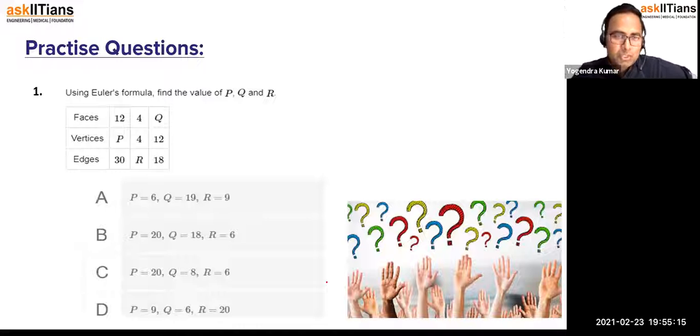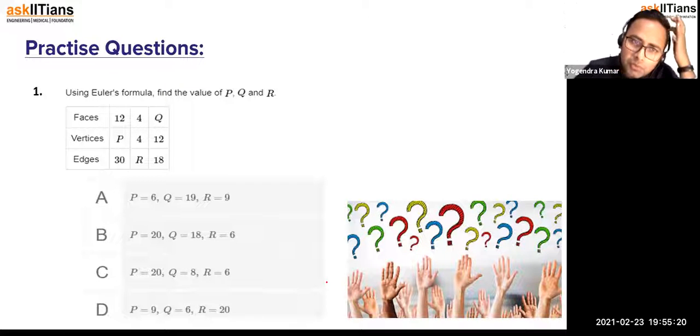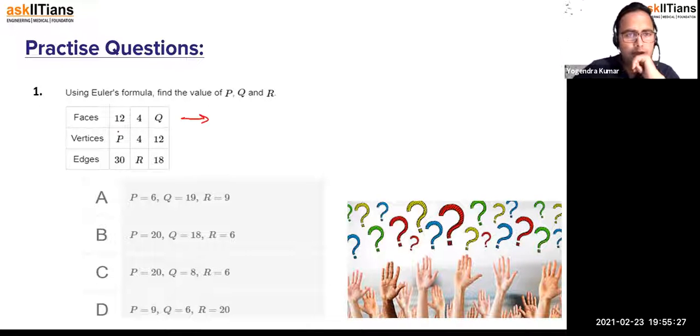Okay, there is one more question we have. Let's do it. Using Euler's formula, find the values of P, Q, and R. Okay, so for this, first case. F plus V is equal to E plus 2. So what we have, F is 12, right? F is 12. Now V is P, and E is 30.